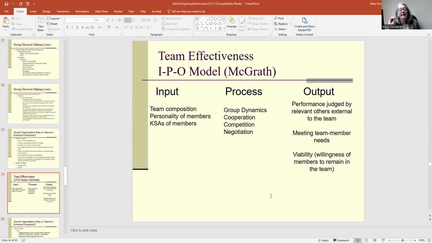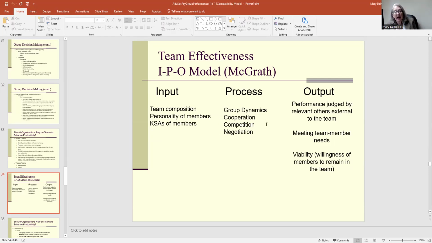And so in the team literature, they talk a lot about the IPO model. I stands for inputs, P stands for processes, and O stands for outputs. So inputs are like characteristics of the team, how the team is put together, the personality of the team members, the knowledge, skills, and abilities of the team members. This is sort of like aspects of the group that all exist.